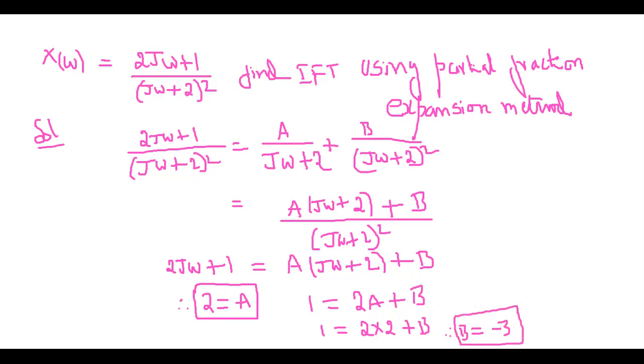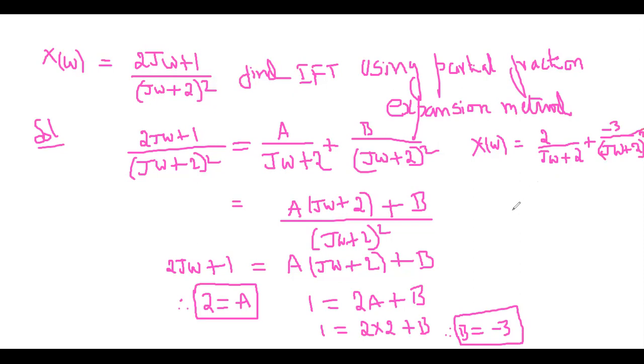Okay, my dear students. I can substitute: 2 j omega plus 1 by j omega plus 2 whole square is equal to a as 2 by j omega plus 2, and b is minus 3 by j omega plus 2 whole square. That is, X of omega is equal to, a we got as 2, 2 by j omega plus 2, plus b we got as minus 3, minus 3 by j omega plus 2 whole square.